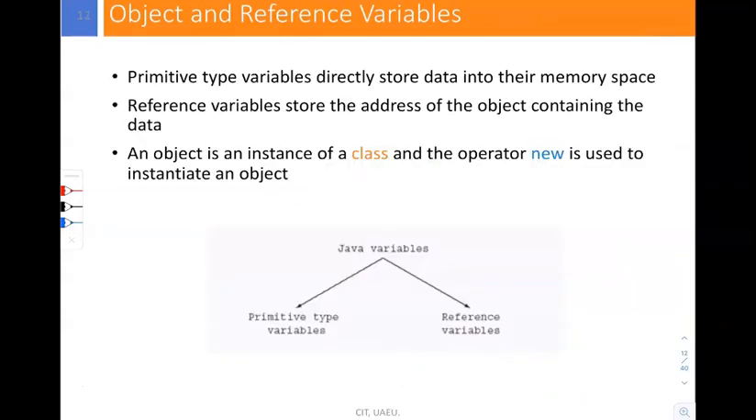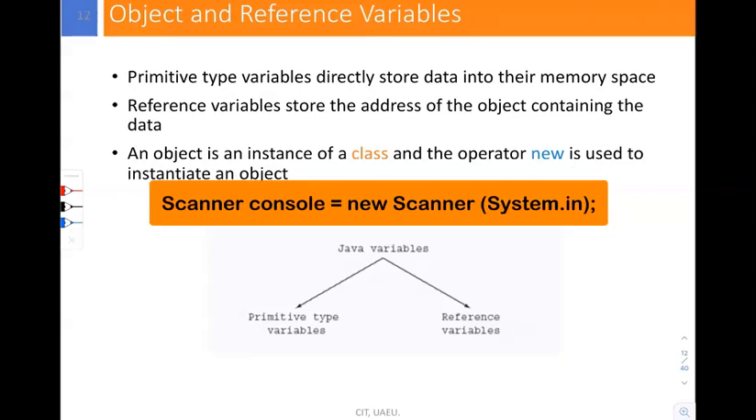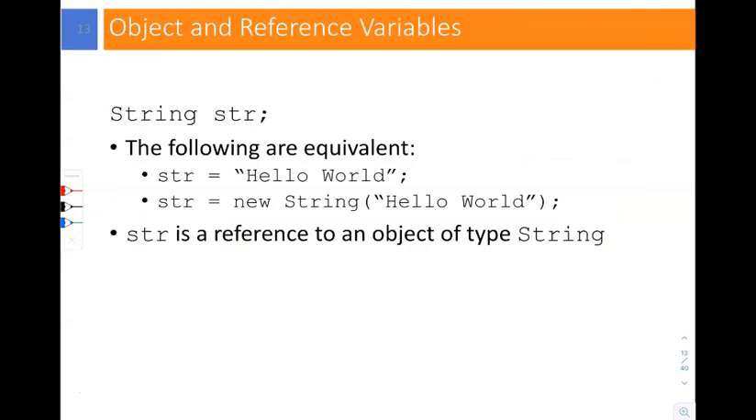If something is not a primitive type, then we say it's an object. It's a reference variable and it points to an object in memory. The object is an instance of a class, a Java class. Typically the way we create an object is using the operator new, which you have seen when you create a scanner. You say Scanner something equals new Scanner(System.in). We can do the same with a string.